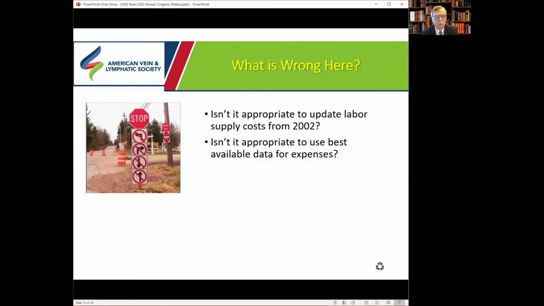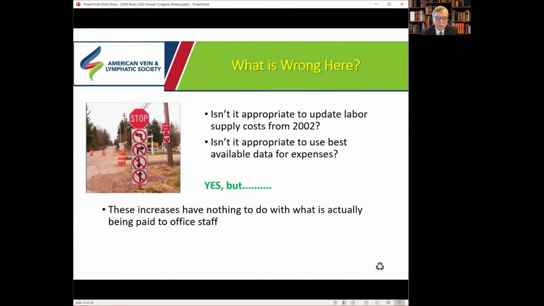But what's wrong with this picture? Isn't it appropriate to update the labor cost from 2002? I mean, that's almost 20 years ago. And isn't it appropriate to use your best available data for these expenses and to keep things updated? Well, yes, of course it is.